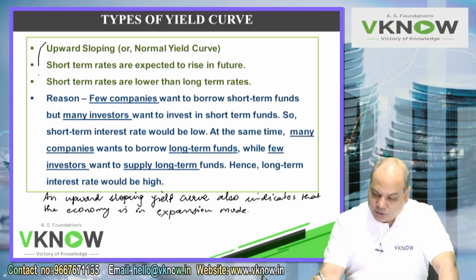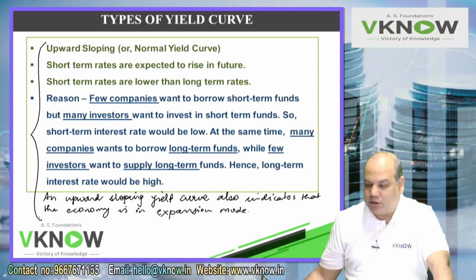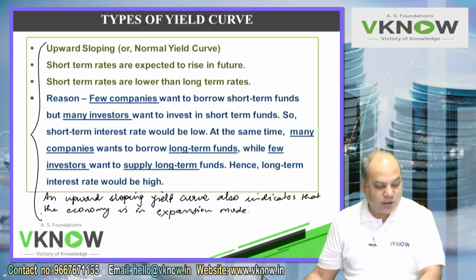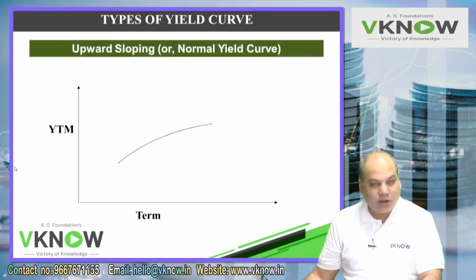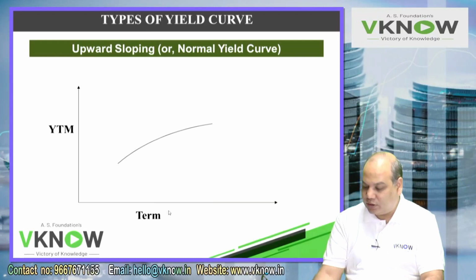If they ask you to write a note on upward sloping yield curve or types of yield curve, write this much for upward sloping, and then you have to also draw the diagram in the exam. So write down the diagram below or on the left side if you have space. On the x-axis write term to maturity, and on the y-axis write YTM.